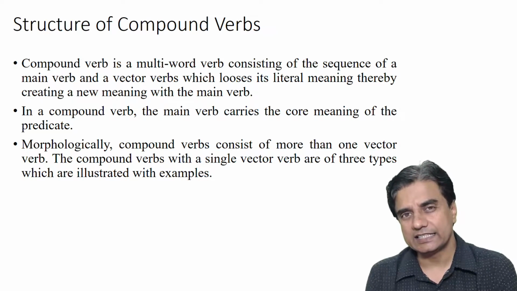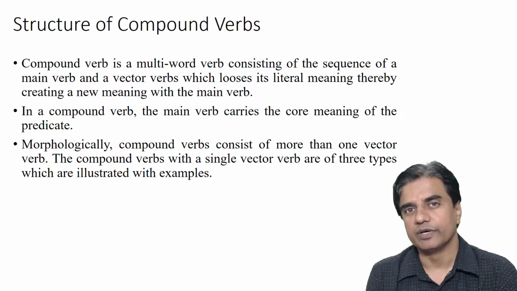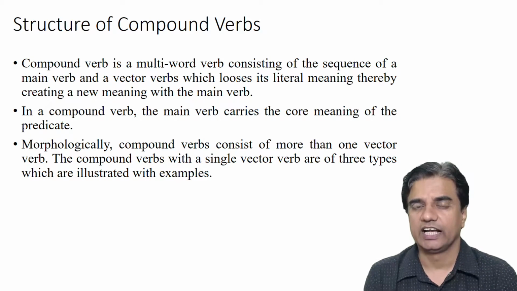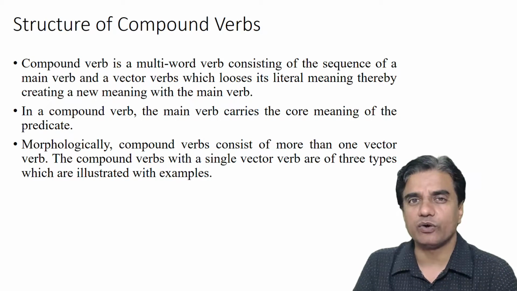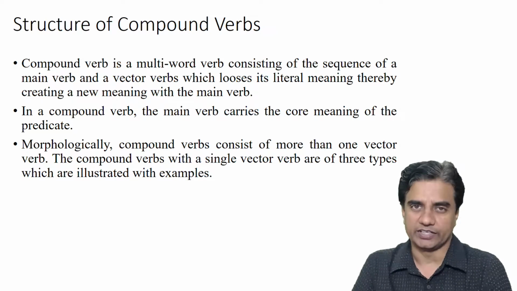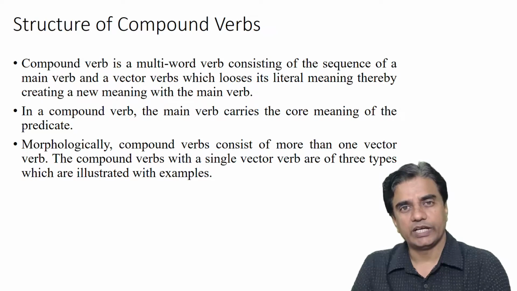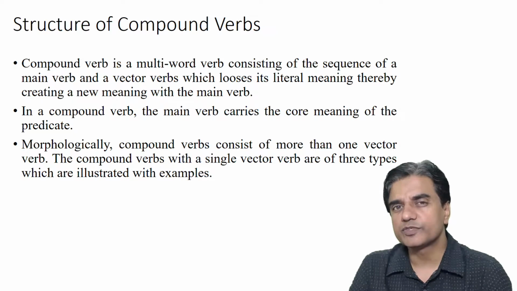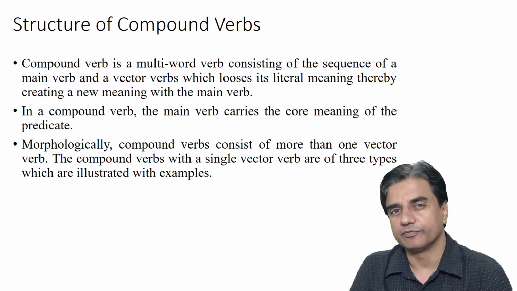Namely, it is this verb which is going to host tense, number, gender, and person, that is agreement information, and aspectual information on it. So it is going to participate in all syntactic operations, but semantically it loses its meaning. So in the entire construction of the compound verb, the total meaning of the verb comes from V1, whereas V2 performs all the syntactic functions.